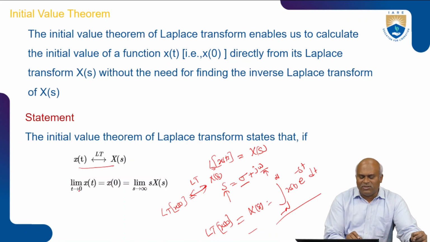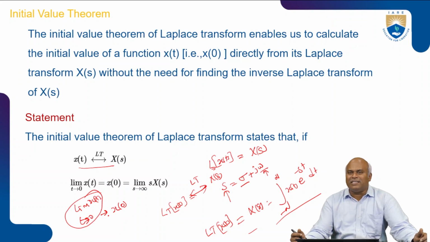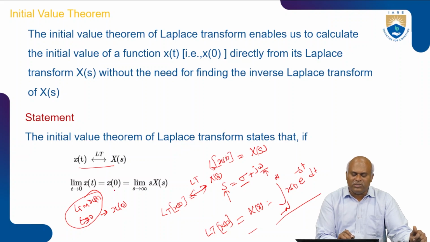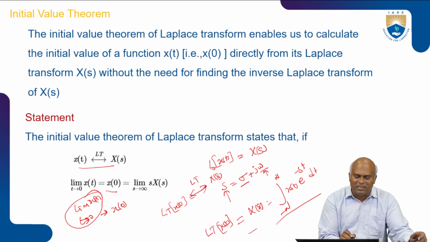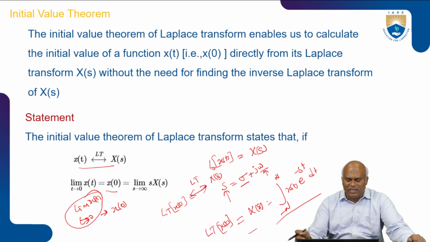When t tends to 0 in the limit of x of t, that means if t equal to 0, then we get x of 0, which is represented as the limit of x of t. This is represented as the initial value, that means at t equal to 0. The output in the time domain is x of 0, which is equal to limit s tends to infinity of s x of s. This is called the initial value theorem.